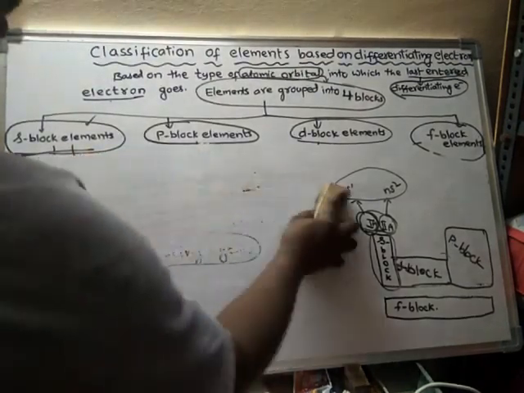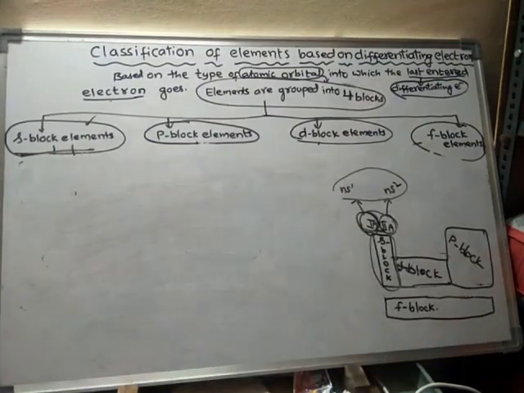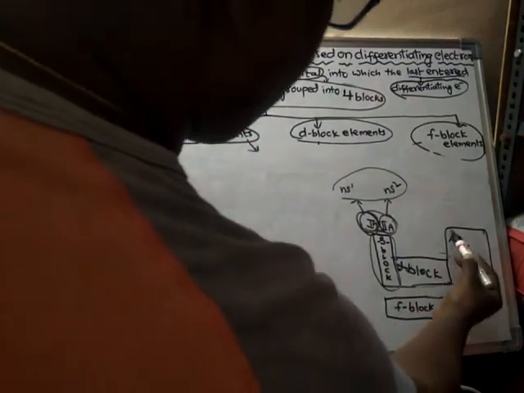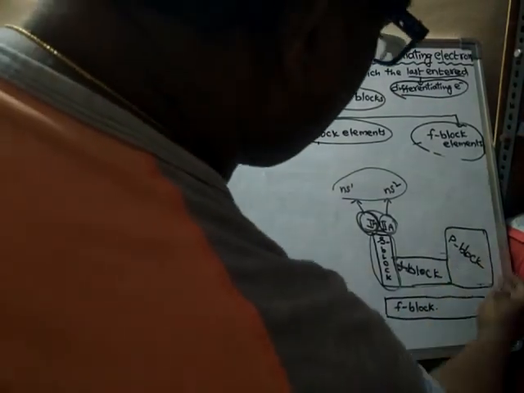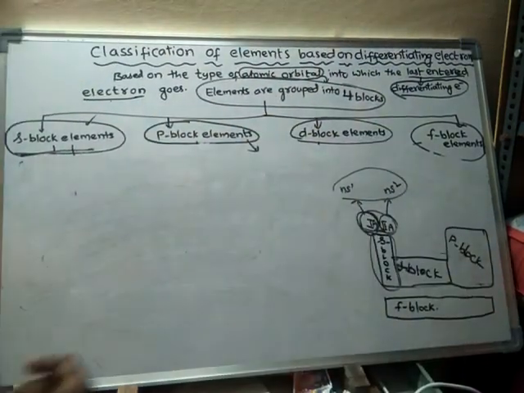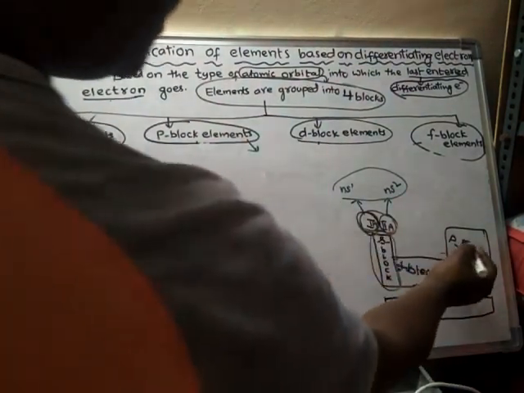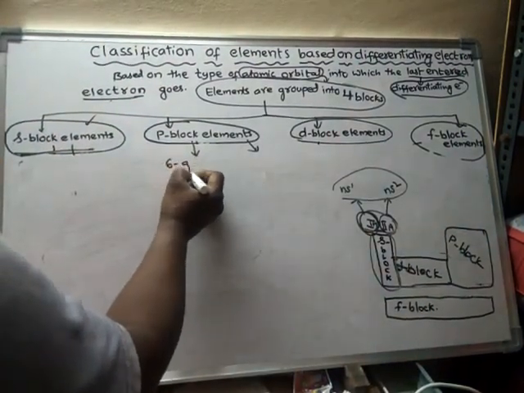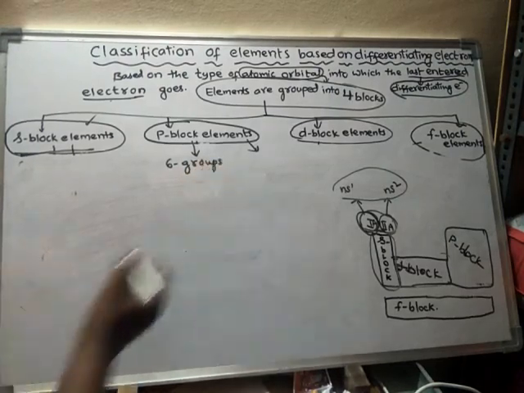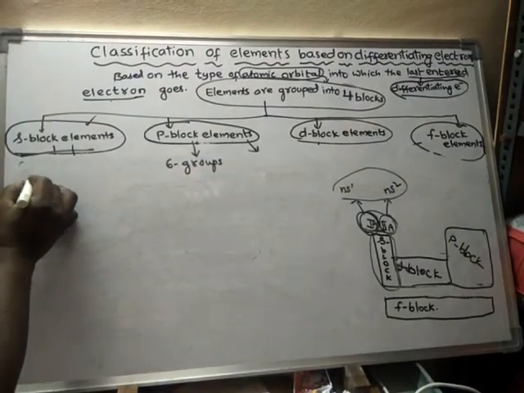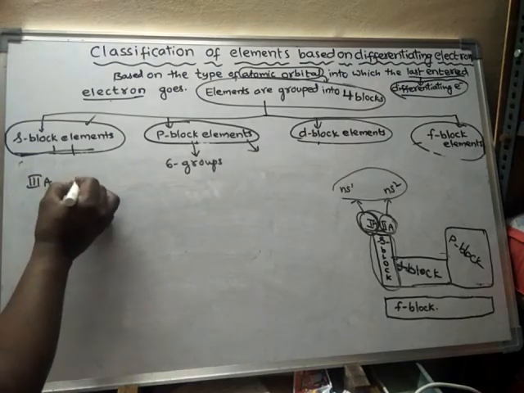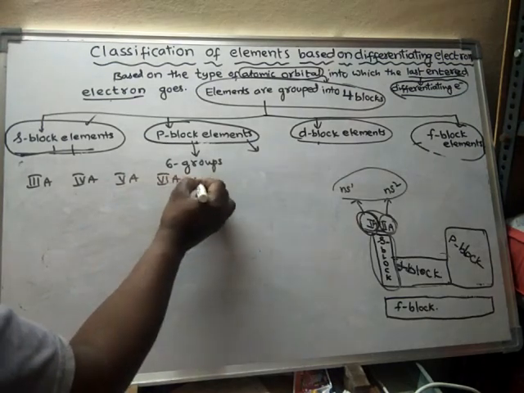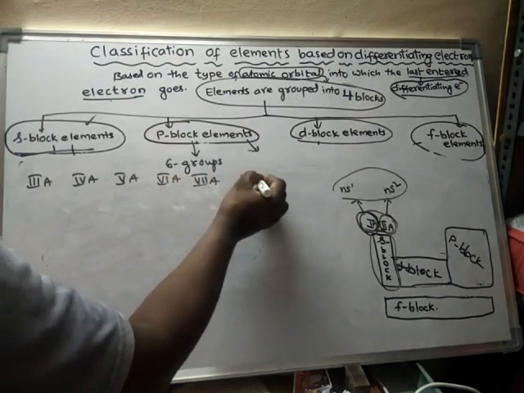Now we will learn about the P block elements. Where are the P block elements located? These are the P block elements. They are located towards the extreme right side of the periodic table. They are divided into 6 groups: third A group, fourth A group, fifth A group, sixth A group, seventh A group, and eighth A group.